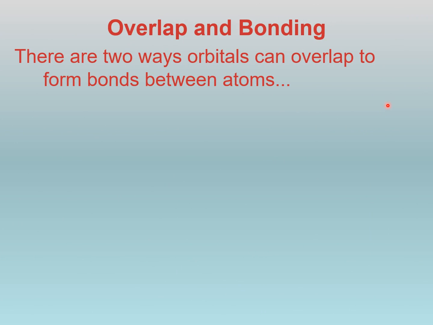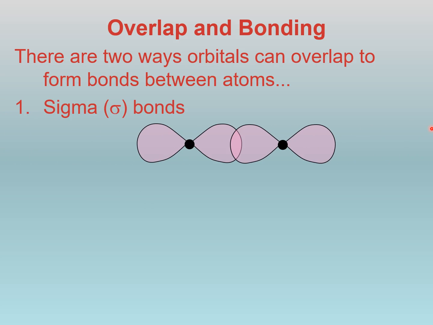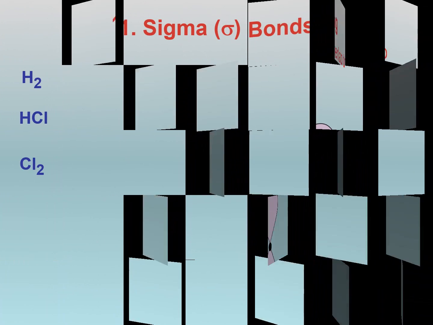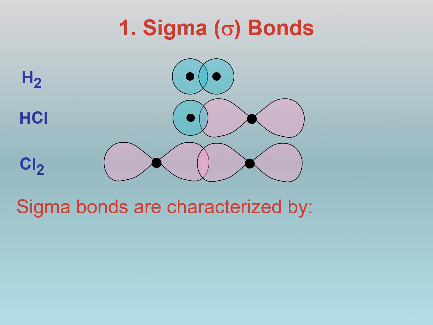So we're going to talk about 2 different ways orbitals can overlap to form bonds between atoms. The first is what we call sigma. A sigma bond is just a single overlap. Notice it happens in a linear fashion. And then the other is pi bonds. All right, so notice we have the 2p orbitals overlapping. Notice the linear formation here. So these are all sigma bonds.